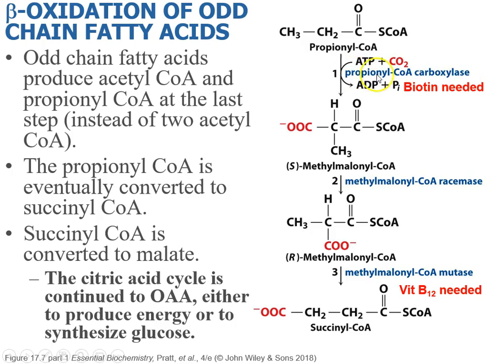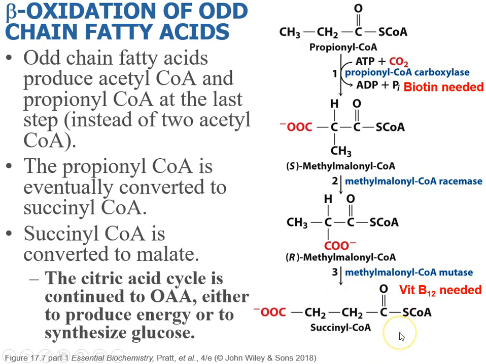Hopefully that looks familiar. Remember pyruvate carboxylase, where we used CO2 and we needed biotin to carry the CO2, and it was an uphill reaction, so we needed ATP. So what we did is we add a carboxylate group onto the propionyl-CoA, and we get the S-methylmalonyl-CoA. There's a racemase we need to convert it to the R-methylmalonyl-CoA, and then a mutase that requires vitamin B12, and we convert that to succinyl-CoA.